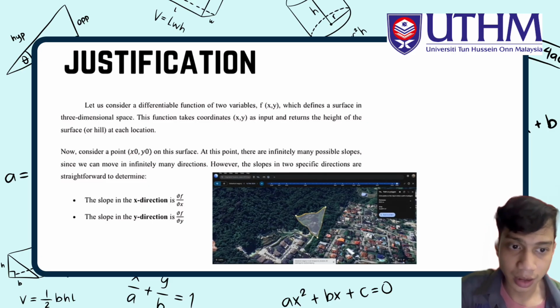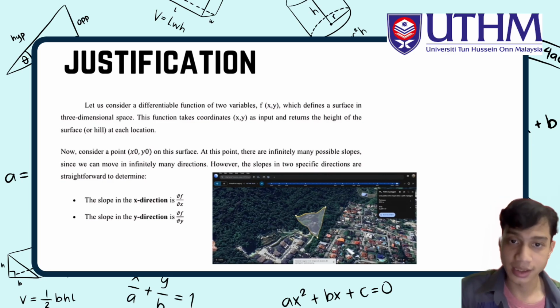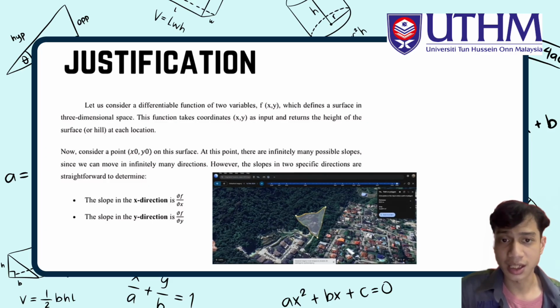In the x direction, the rate of change, or the slope, is given by the partial derivative ∂f/∂x. In the y direction, it is given by ∂f/∂y. These partial derivatives help us understand how the surface rises or falls when we move strictly along the x-axis or y-axis. On the right side of the slide, we have a 3D terrain map showing a selected area, likely our real-world surface. This image supports our justification by linking the mathematical concept to an actual geographic surface that we are analyzing in the project.